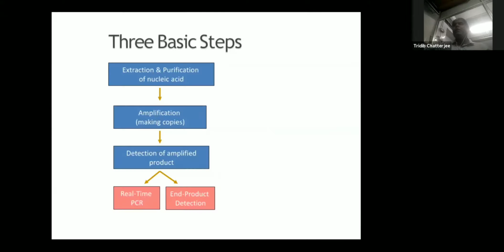Polymerase chain reaction. If we go to a molecular lab, these are the basic techniques. First, the extraction and purification of nucleic acid. The next step is amplification, making copies, which is done by PCR. Then finally, the detection technique. Detection can be an end product detection, as in conventional PCR by gel electrophoresis, or it can be real-time PCR. Real-time PCR is just like a GPS, where we can track the amplification product in real time, every second.